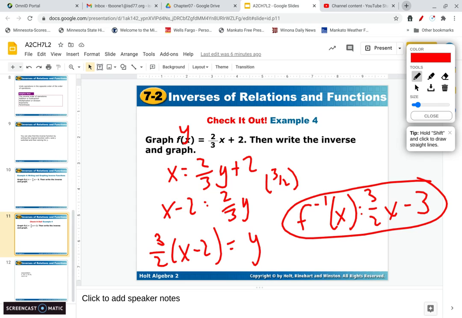Okay, so in section 7.2, we're talking about those inverses again. Switch the x and the y. We learned some strategies on how to do the functions there.